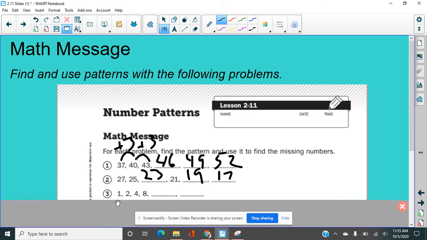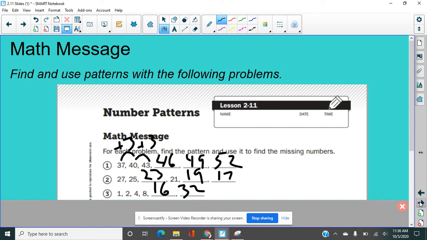So we know it's not adding. What could we multiply here? Let's see. 1 times 2 is 2. 2 times 2 is 4. 4 times 2 is 8. It's working. 8 times 2 is 16. 16 times 2. Wow, that's a lot of twos. You can count by twos to get all the way up to 32.